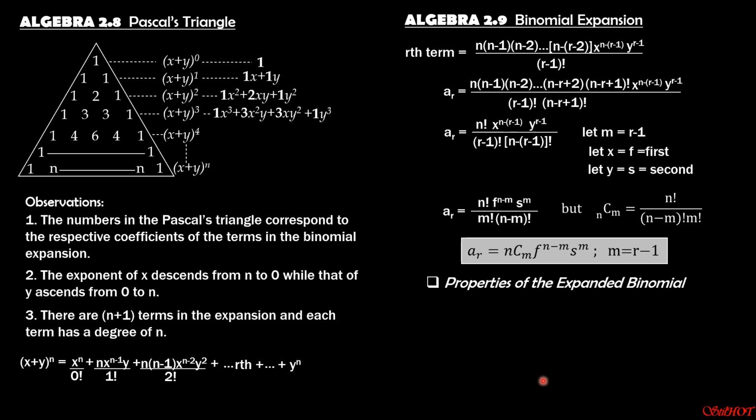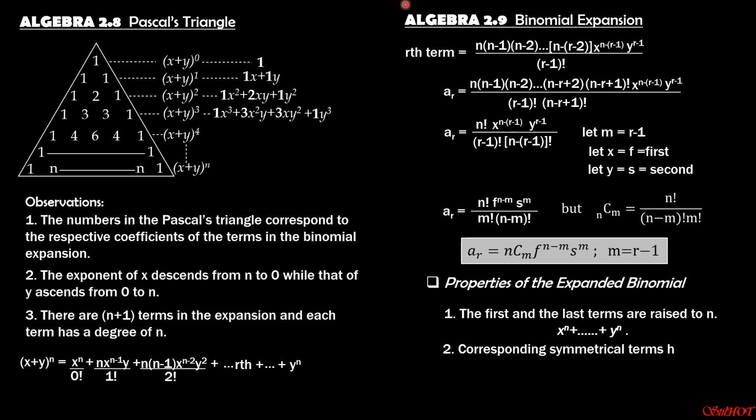Then corresponding symmetrical terms have the same coefficients. So for instance, if I draw this axis of symmetry, 3, 3, same coefficient, 1, 1, same coefficient. This axis of symmetry, 4, 4, and 1, 1. Then this axis of symmetry, n, n, then 1, 1, and so on and so forth. So notice that observation.